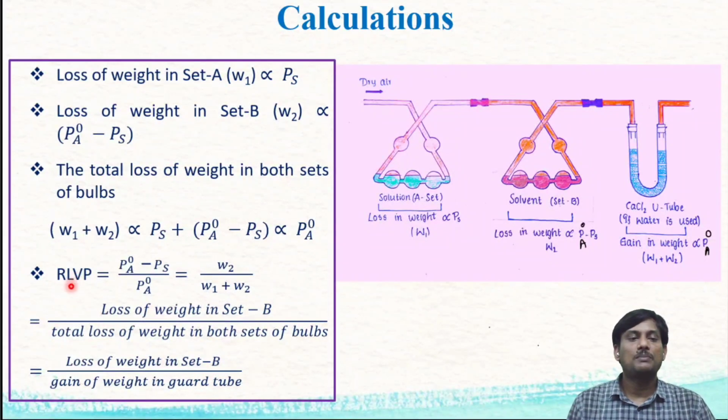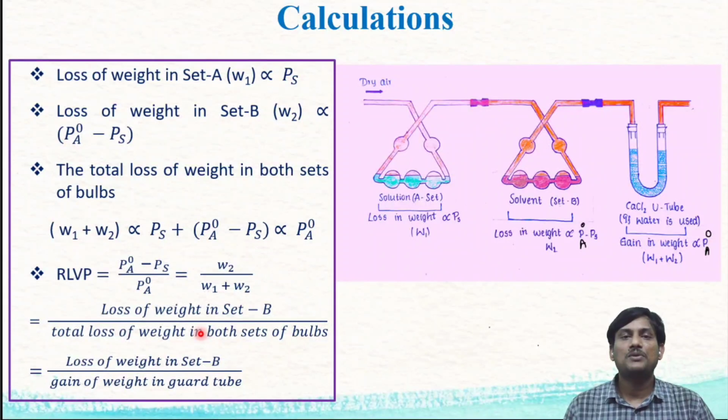So the relative lowering of vapor pressure will be equal to the loss of weight in set B divided by the gain of weight in the U-shaped tube. This is about Oswald and Walker's dynamic method.